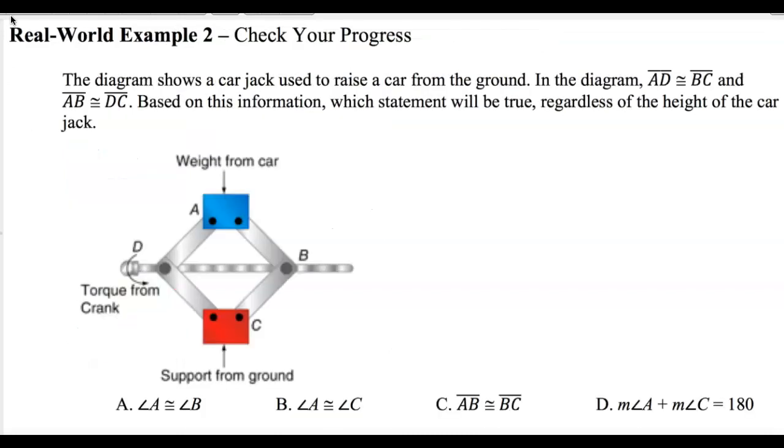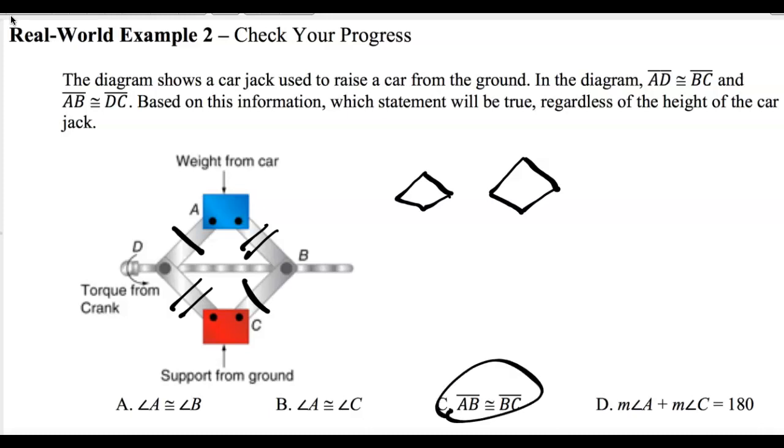So in the next example, we have a car jack used to raise a car. Just like in the last one, if you're using a jack, it might start off really flat, and then as you increase the height, the angle relationships remain the same. So let's see what we're given. AD and BC are congruent, and AB and DC are congruent. So if we can prove that the opposite sides are congruent, then we can prove that this is a parallelogram. We are only given sides here, so the only thing that makes sense is to use letter C.